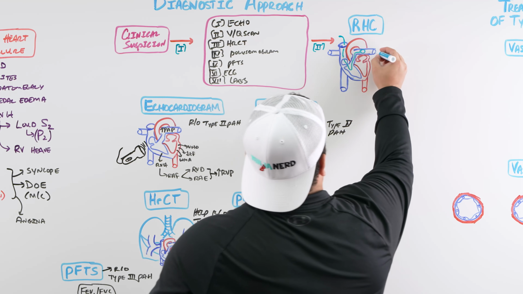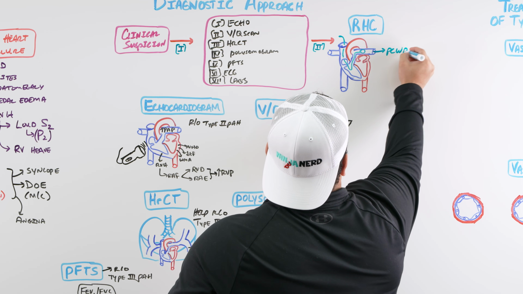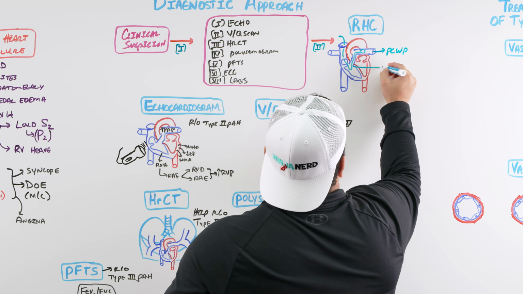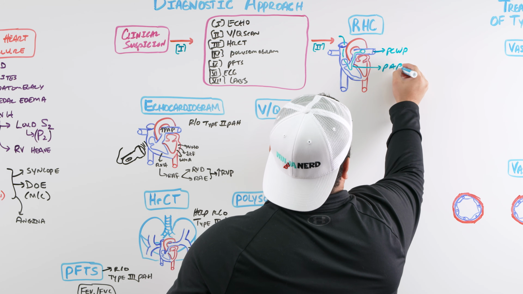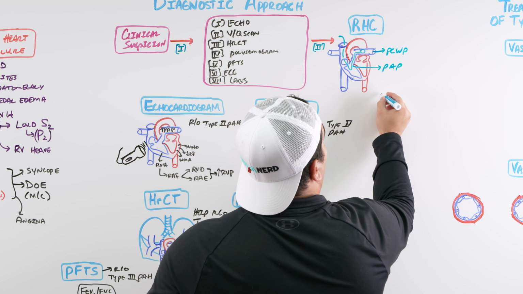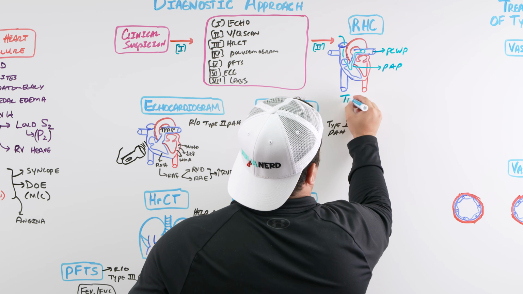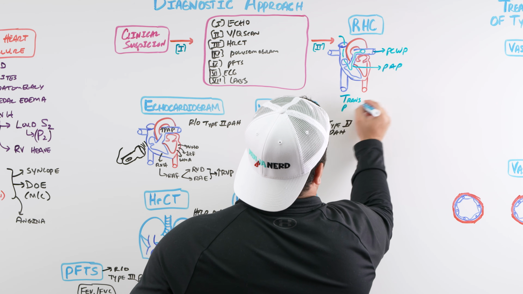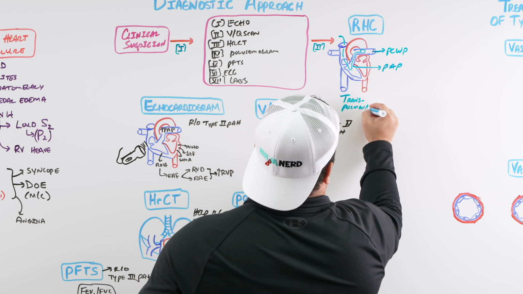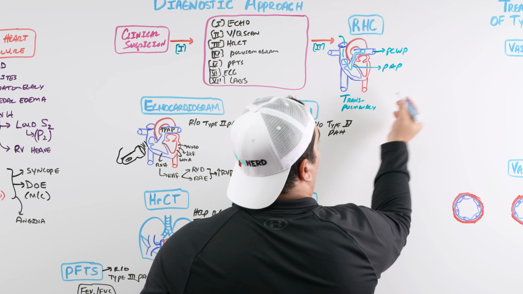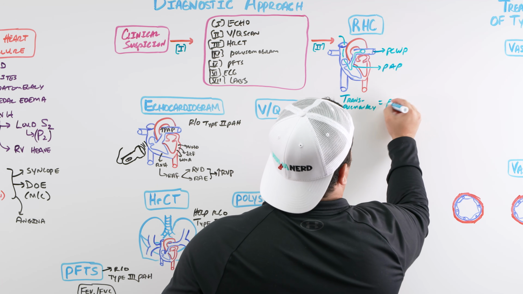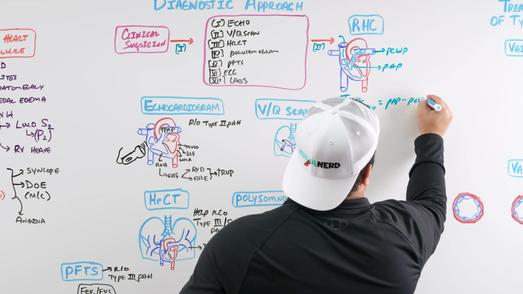And so what I'm going to do is measure the pulmonary capillary wedge pressure, and I'm also going to measure the pulmonary artery pressure. And I'm going to take the difference between them. It's called the transpulmonary pressure gradient, and it is equal to the pulmonary artery pressure minus the pulmonary capillary wedge pressure.